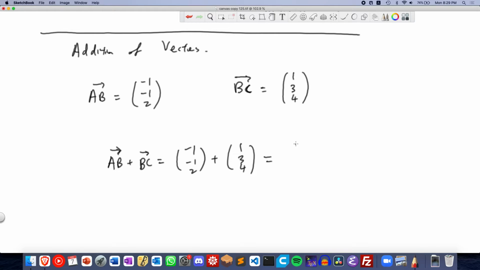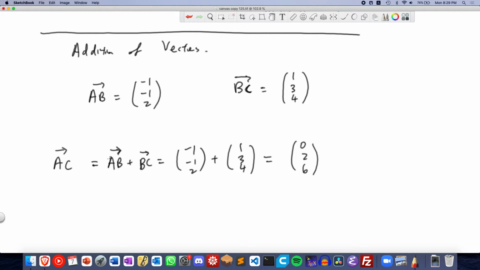So in this case, for the x coordinate, it's going to be minus 1 plus 1, which is 0, then the y coordinate is going to be minus 1 plus 3, which is 2, and the z coordinate is going to be 2 plus 4, which is 6. And this is actually the vector from A to C.